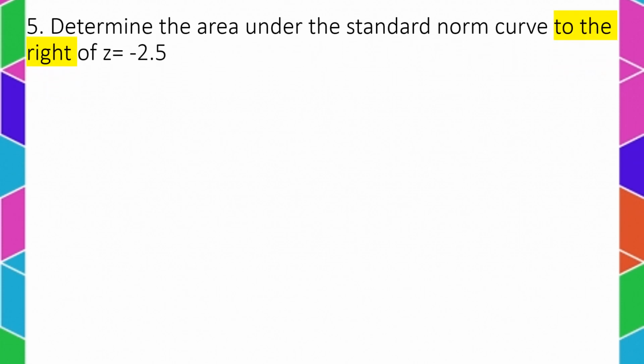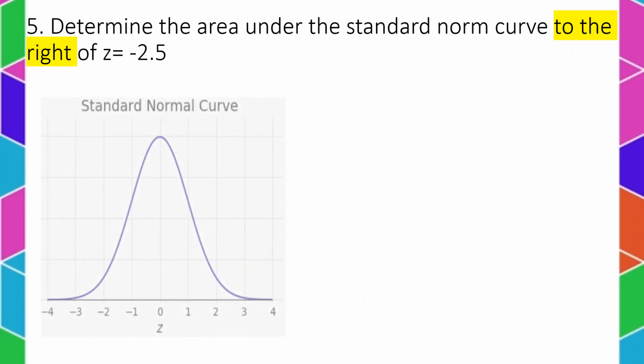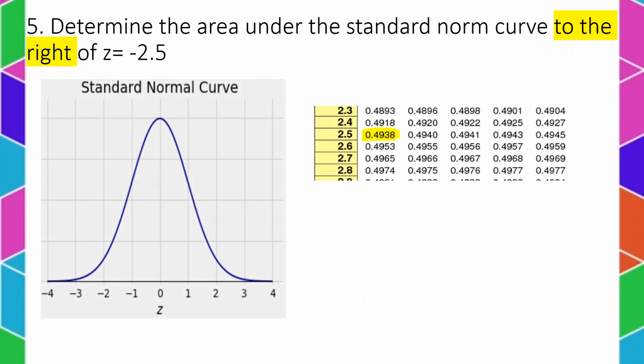Okay, let us proceed to example number 5. Determine the area under the standard norm curve to the right of z equals negative 2.5. Repeating the graph and then locate where is 2.5 in the table. No? So 2.5 and negative 2.5 has the same value. No? So we have 0.4938. So the hundredths place is 0 since it is negative 2.50.